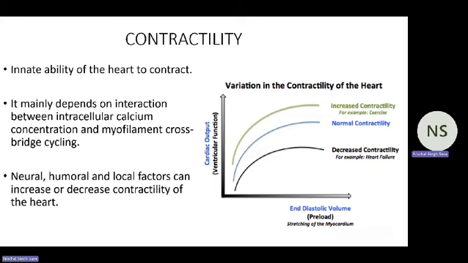The next is contractility. So contractility is the ability of the heart to contract. The main factors that affect contractility in the heart are the concentration of calcium that is present intracellularly, but also the actin-myosin cross-filament bridging as well. But contractility can be affected by neural mechanisms, humoral mechanisms, and even local factors can increase or decrease the contractility of the heart.